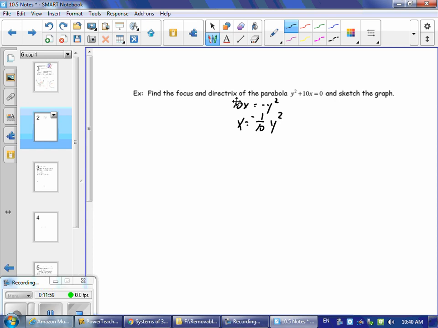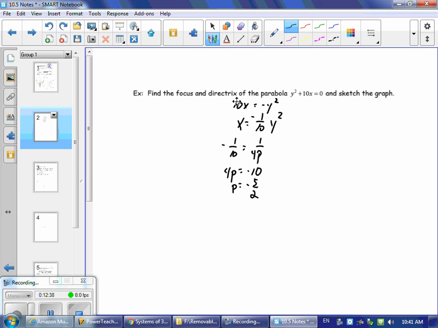What that tells me, because I know that this negative 1/10 is the coefficient, that's equivalent to 1 over 4p from the previous page. Negative 1/10 is 1 over 4p. Okay, and the importance behind that is the fact that now I can actually find p. I can find the point for my directrix and my focus. So, a little cross multiplication gets us 4p equals negative 10. So p then equals negative 10 over 4, or reduced as negative 5 halves.